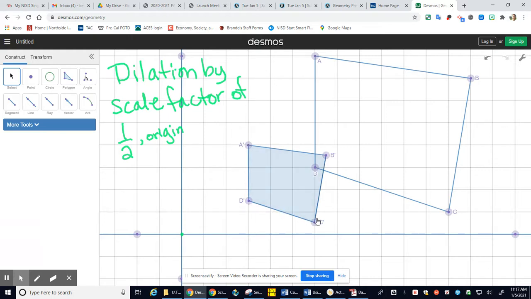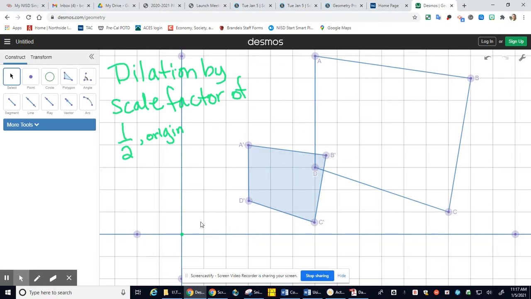Okay, so this is the dilation of the quadrilateral. It is a dilation by a scale factor of 1/2 around the origin as your center of dilation. So this is where we're counting from, from our original polygon ABCD.